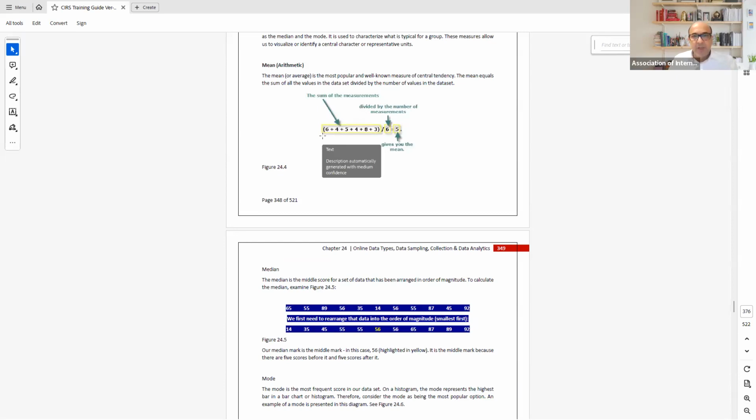Average, you know what average is. If it is numbers like 6, 4, 5, 4, 8, 3 put together, then the total of them divided by the count of these numbers, like there are six numbers, would give you an average number. So this is mean. Mean is just average. Nothing complicated about it. Median is somewhat different.